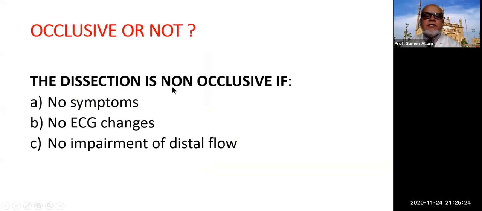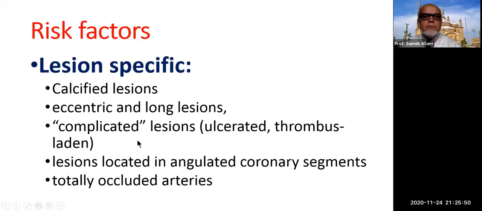The dissection is occlusive if it is complicated by certain complications, and otherwise it is non-occlusive. The dissection occurs and does not occlude the artery if no symptoms occur, no ECG changes, and no impairment of distal flow. And this is the situation in most of the dissections we are discussing right now. Why do some people develop dissection and others do not? What are the risk factors that make the patient prone to develop dissection?